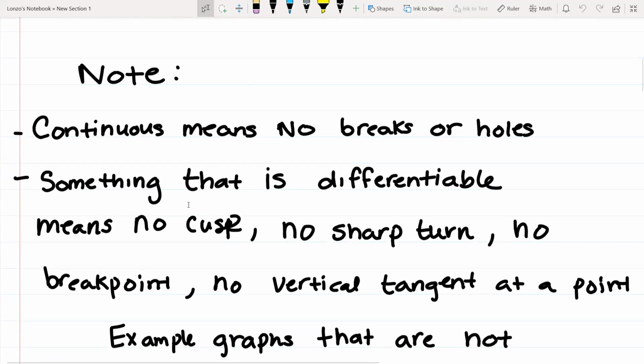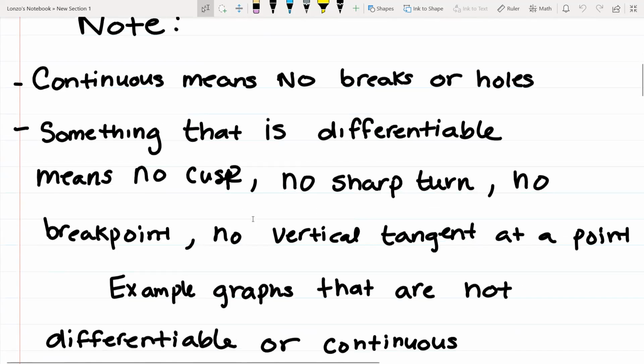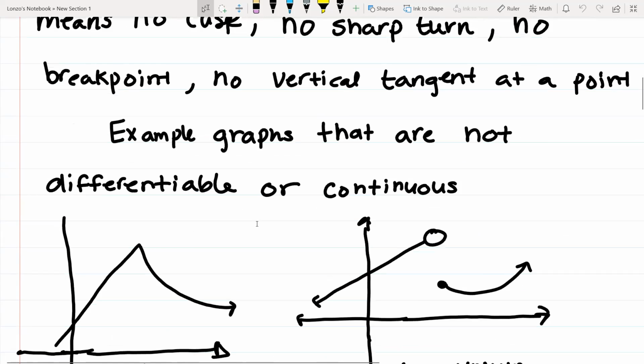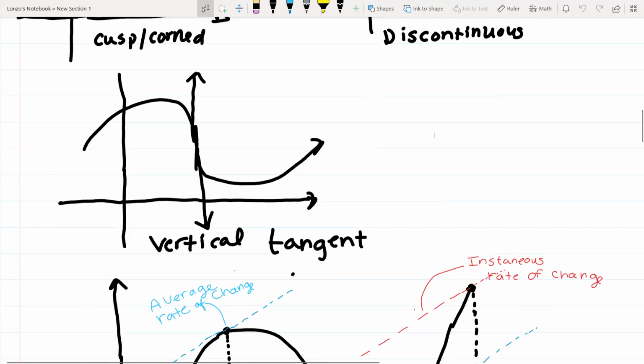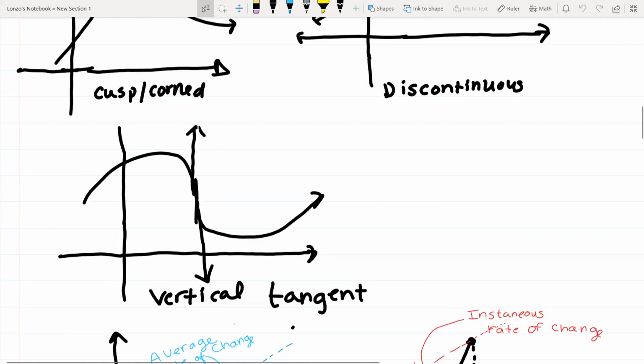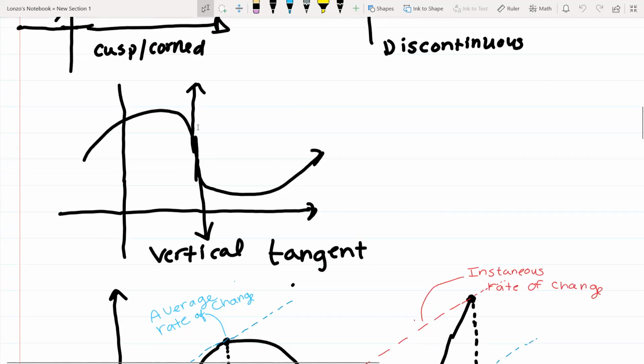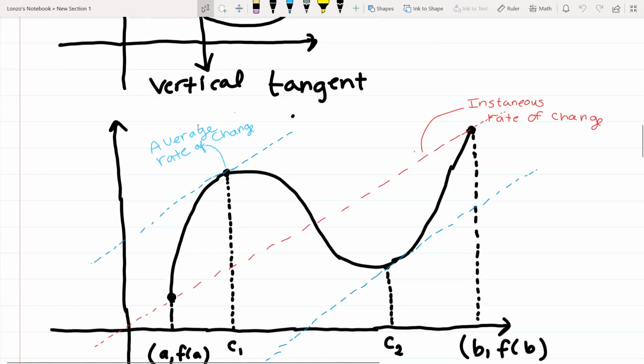So here are examples that are not differentiable or continuous. This one has a cusp. This one has an open circle and a dark circle, so it's discontinuous, and this one has a vertical tangent. Okay, so let's briefly explain what the mean value theorem means.